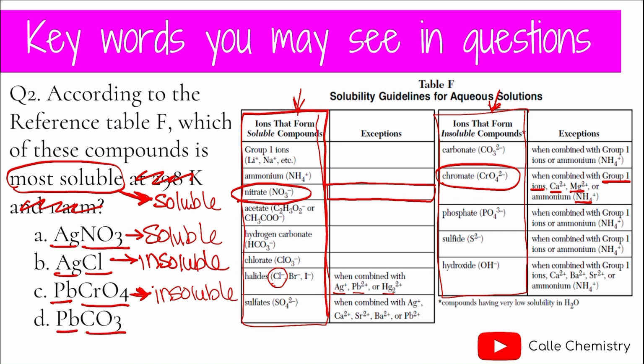Now let's go to the last one, CO3. We have seen this before. It is right here. Carbonate forms insoluble compounds except with group 1 ions or NH4. Now, if you're not sure if Pb is a group 1 ion, you can always go to the periodic table and check for yourself. It is not a group 1 ion, so this will be insoluble.